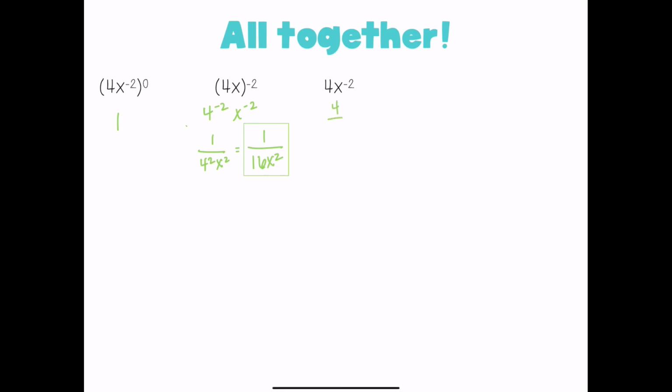But that x squared needs to be brought down to the bottom so that it's no longer negative. At this point, I look and I don't see anything else wrong with it. That's my answer. Moving on.